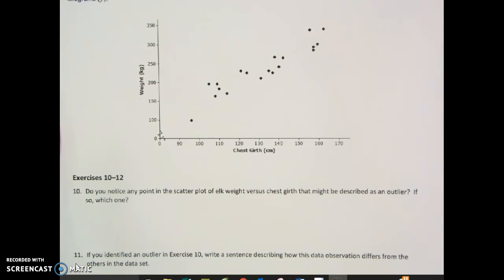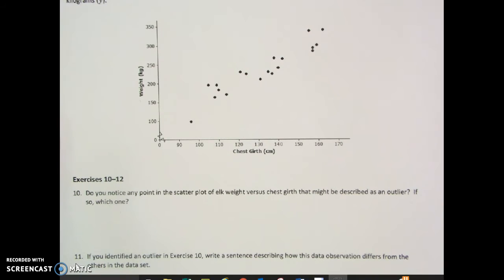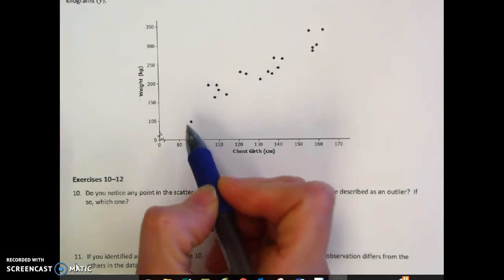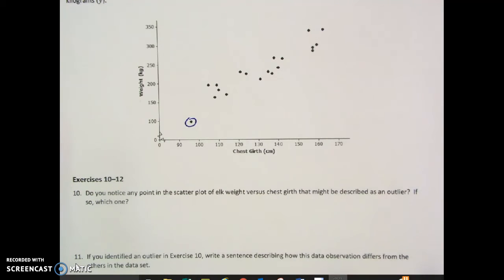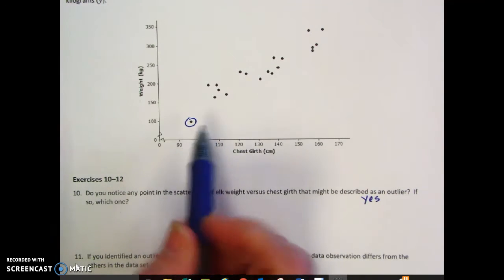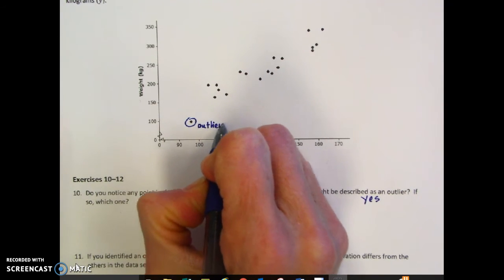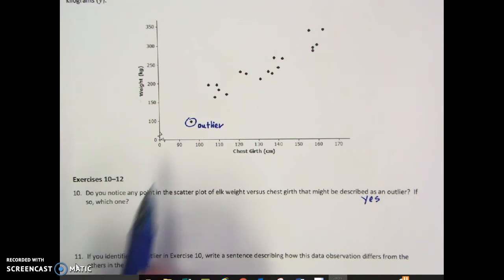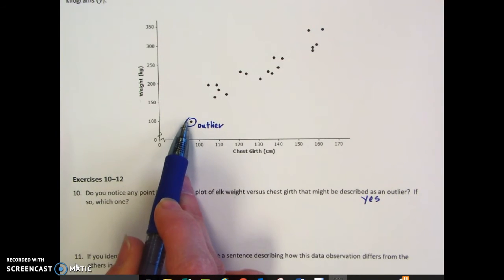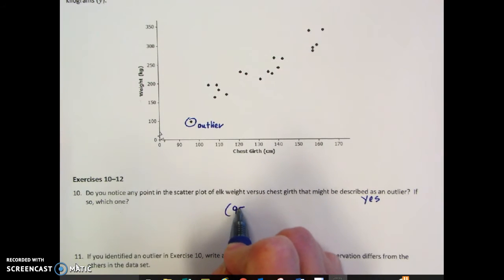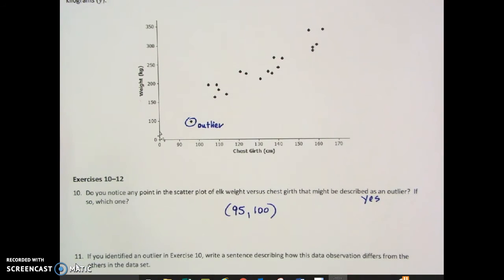First of all, do you notice any point in the scatter plot that might be an outlier? If so, what is it? So I would say this point right here is an outlier. So yes, there appears to be an outlier. If so, what is it? I'm just going to label it on here: outlier. Somewhere between 90 and 100 for the X and about 100 for the Y. So we'll say at 95, 100. That point appears to be an outlier.